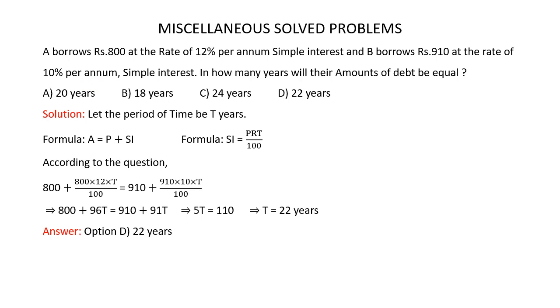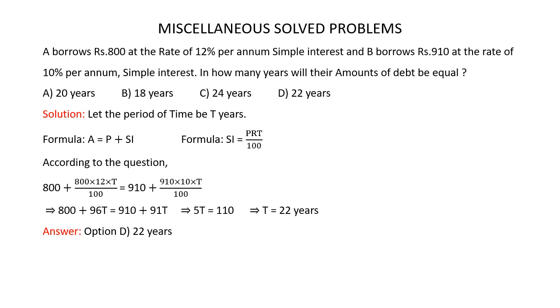So according to the question, 800, which is A's principal, plus 800 multiplied by 12 multiplied by T divided by 100, which is the simple interest for A, and this together is A's amount, is equal to 910, which is B's principal, plus 910 multiplied by 10 multiplied by T divided by 100, which is B's simple interest, and this together is B's amount.